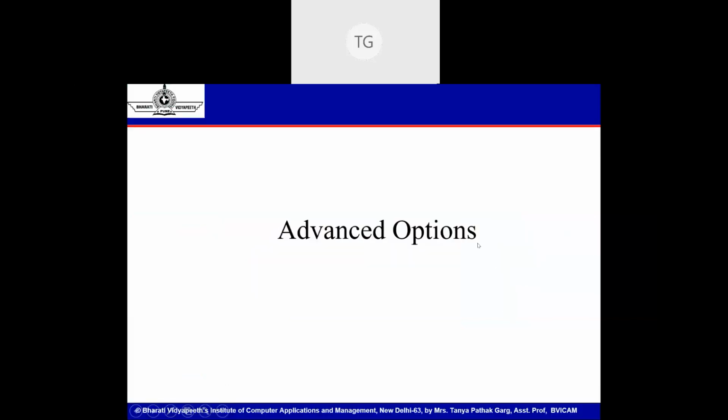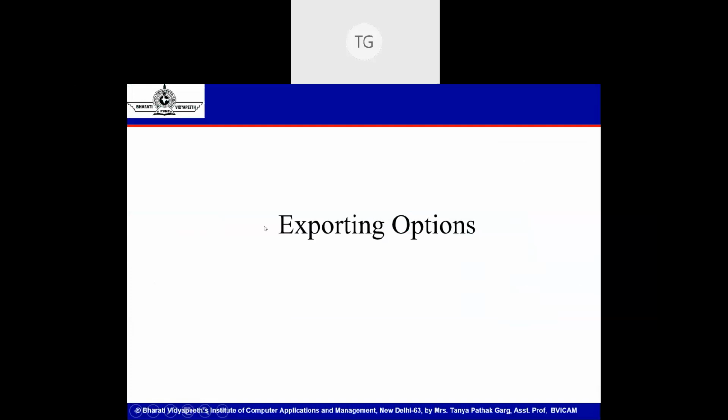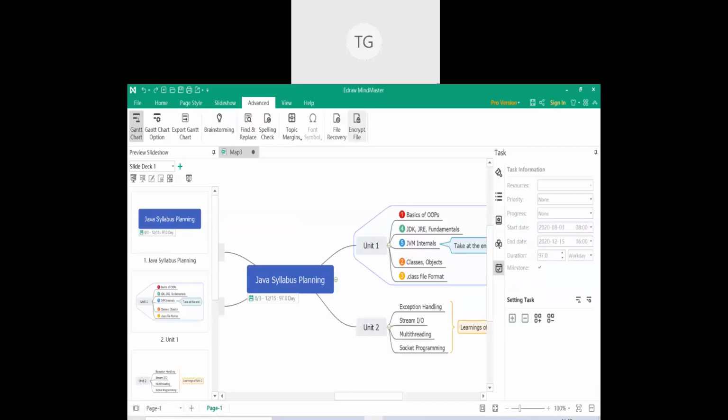Now there are certain advanced options. All options present inside the advanced tab next to slideshow are, most of them, available with the pro or paid version. So the first one here is the Gantt chart option. We have set up timelines, we have set up tasks relating to our mind map. These tasks can now be presented in the form of a Gantt chart, in the form of a timeline. So this option is available in advanced options, right?